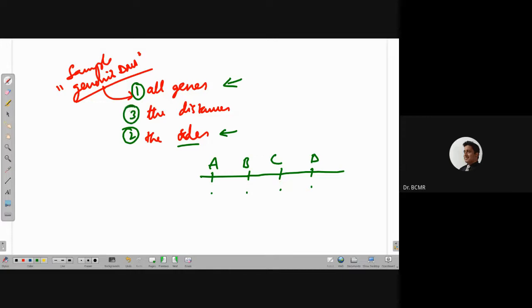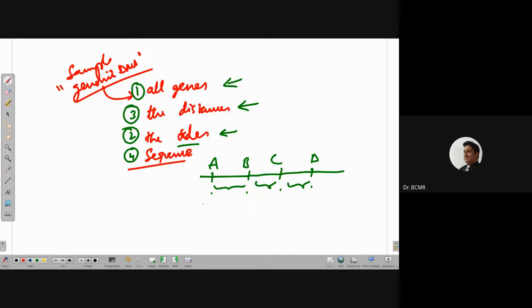The third is to find out the distances. How much distance is there? Eventually, we would want to sequence the whole genome itself. Only then are we going to find out. Sequence the whole genome.